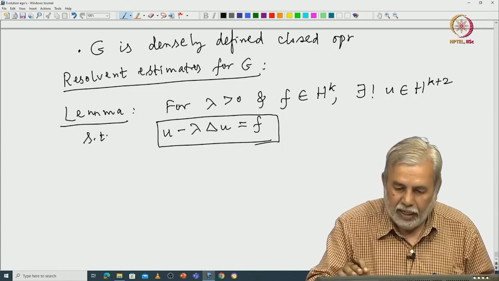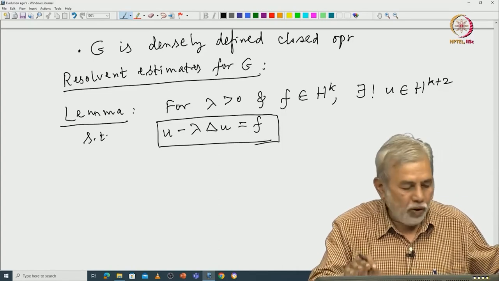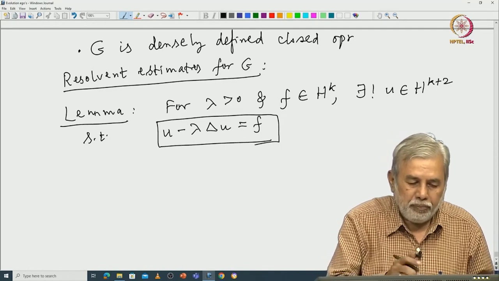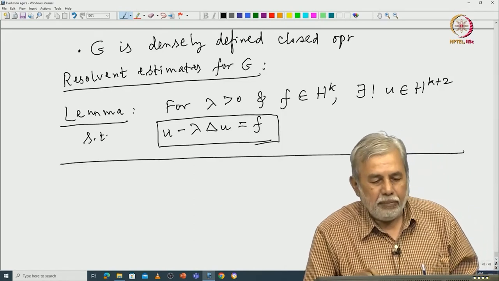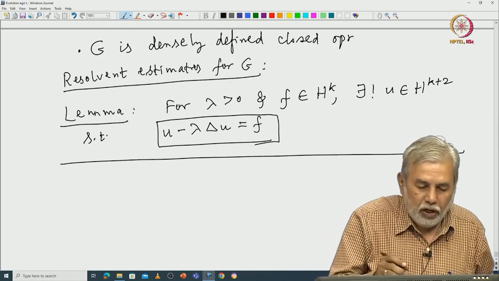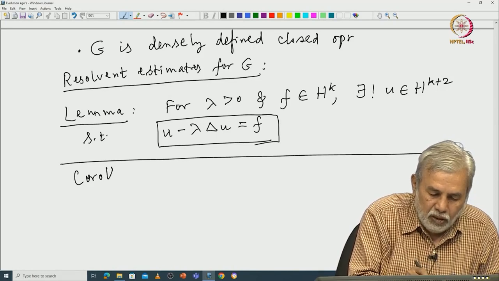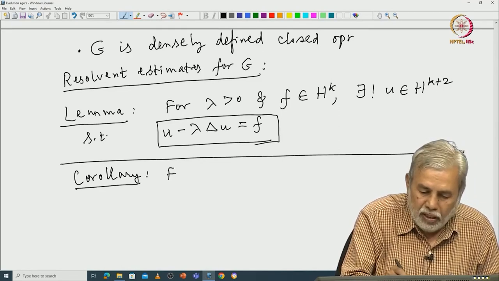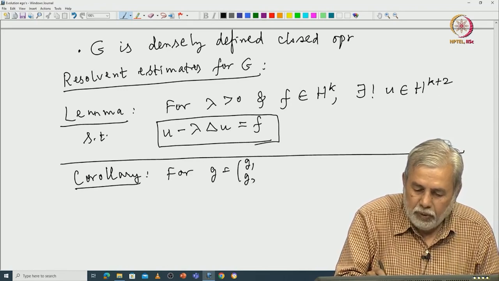Okay. So, this again, since we are in L2 theory, everything uses the powerful tool of Fourier transform. Okay. So, I borrow this from the elliptic theory, and then we use that lemma to show this corollary. So, back to our Hilbert space. Okay. So, for G, let me write the components G 1, G 2 in H.